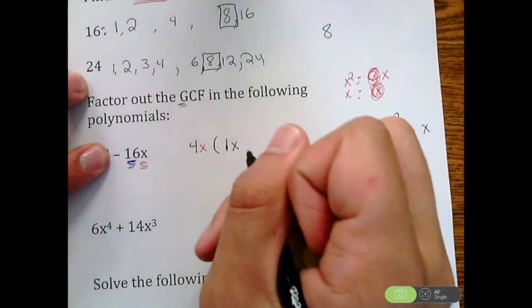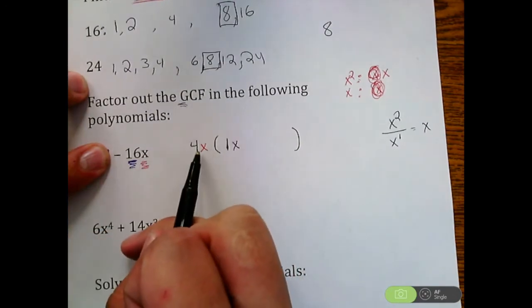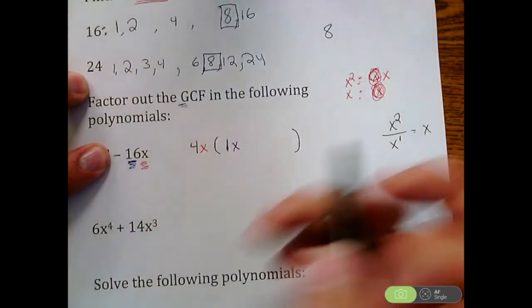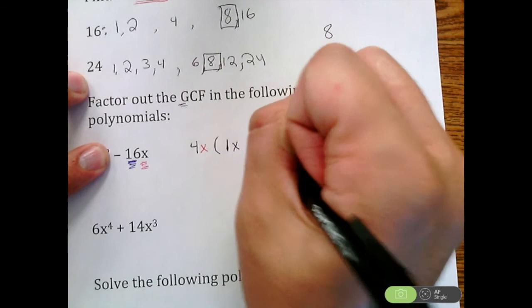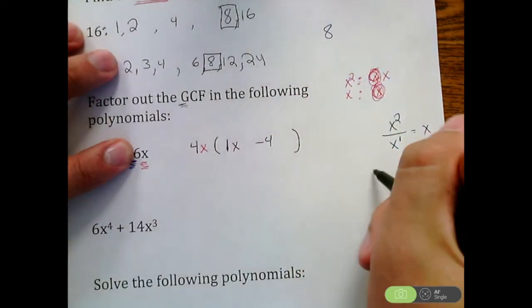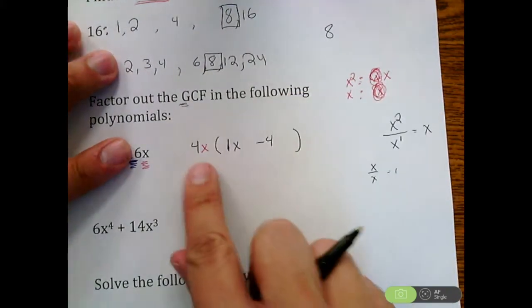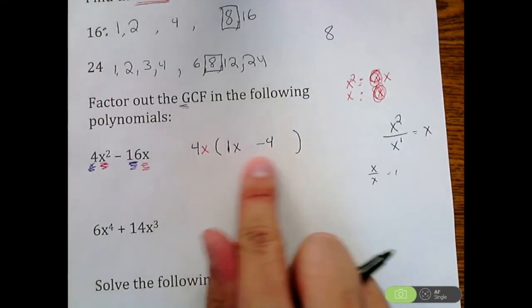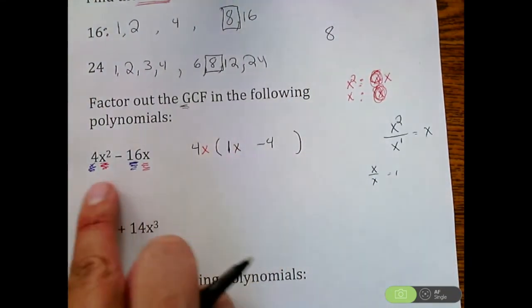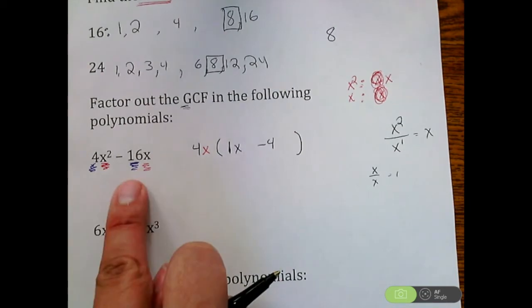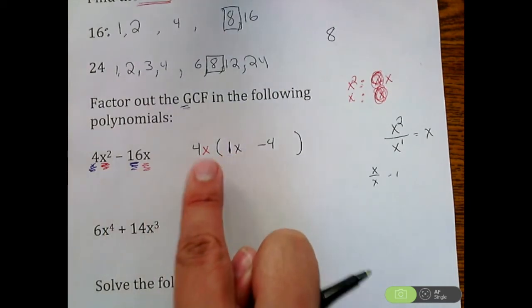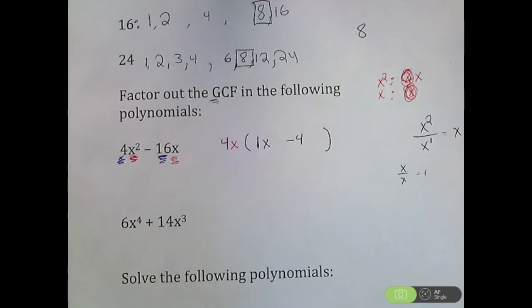Notice I have a negative here, so I have a negative 16 divided by 4. Negative 16 divided by 4 is negative 4, and then I take x divided by x, which is 1. So I have this 4x times 1x minus 4. This is the polynomial factor, and that's using a GCF. So let's do one more example there.